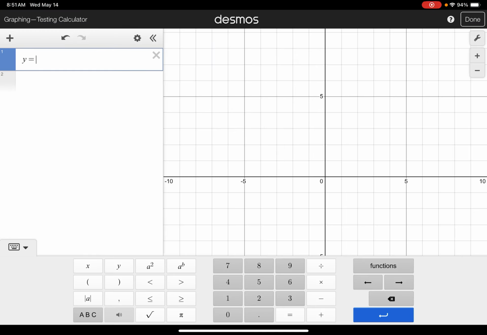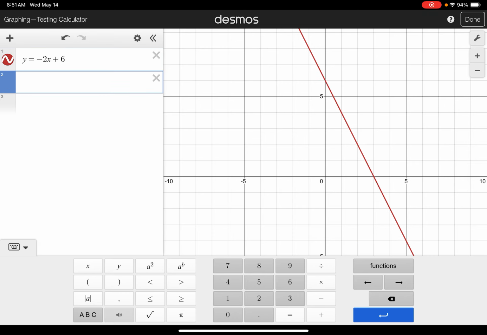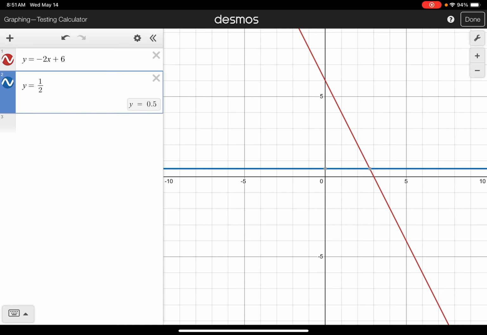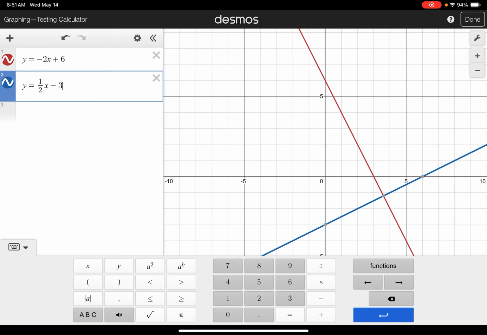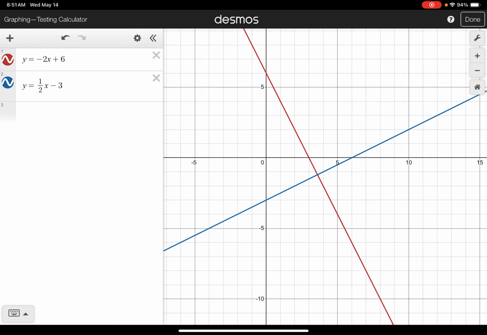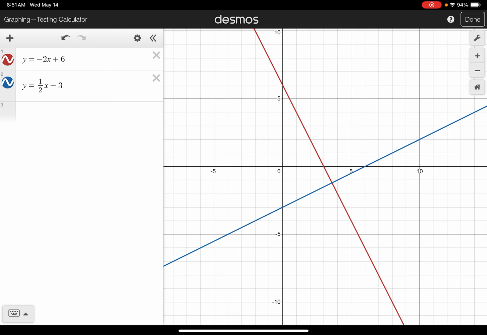So y equals -2x plus 6. All right, and that looks exactly like the one in the picture, so I'm good with that. And then y equals 1/2 x minus 3. And there we go. That looks exactly like the picture on the review, so I'm feeling pretty comfortable with that.